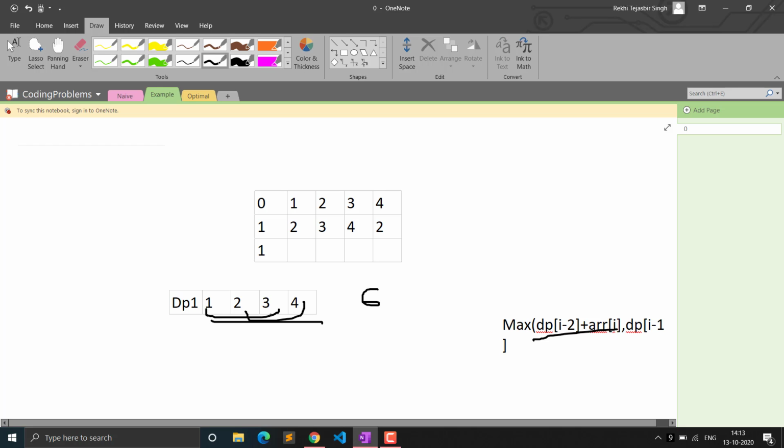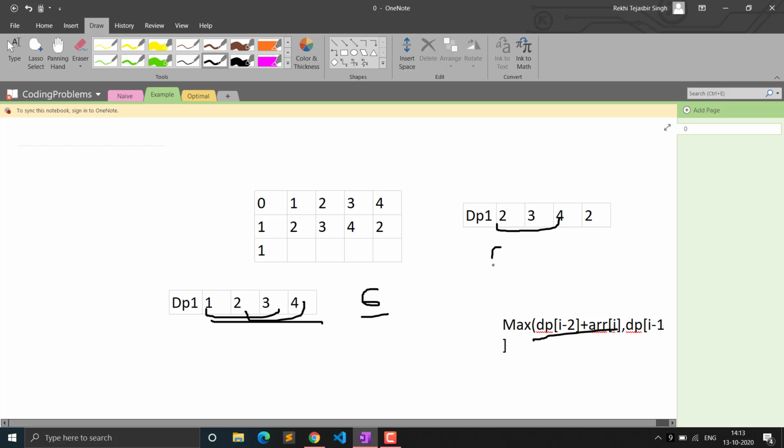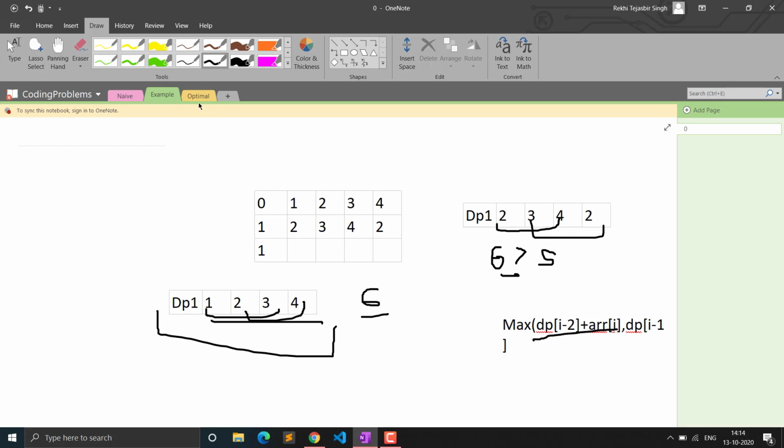If you see, 2 plus 4 will be 6 and 1 plus 3 will be 4, so 6 is greater, and we end up having 6 profit. For the second array, we will not include the first element, and we will include the last element. For that, we simply start from index i plus 1, so it will be 2, 3, 4 and 2. Now for this also we calculate the maximum profit. Here also 2 and 4 gives 6, and 3 plus 2 is 5, so again 6 is greater. So our output will be the max of the profits of both arrays.